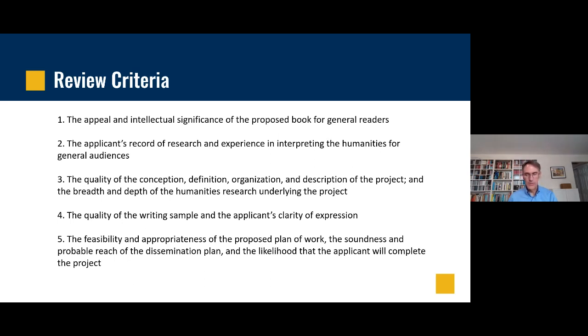The first one is the appeal and intellectual significance of the proposed book for general readers. This is the #1 criterion for a reason. It is in many ways the most important criterion, and both aspects of it, the appeal and also the intellectual significance, are important. So your topic should be framed in a way that makes it engaging and interesting. The writing should carry the reader along without undue effort, but the book should also have intellectual substance.